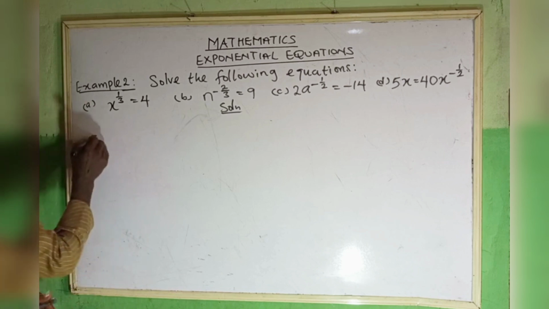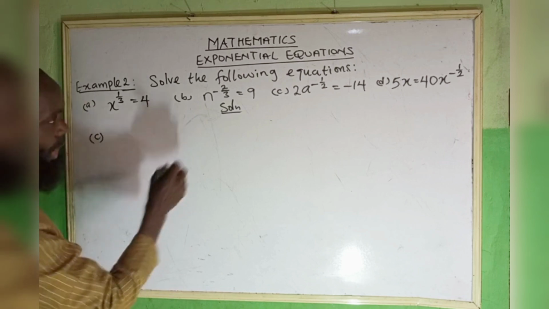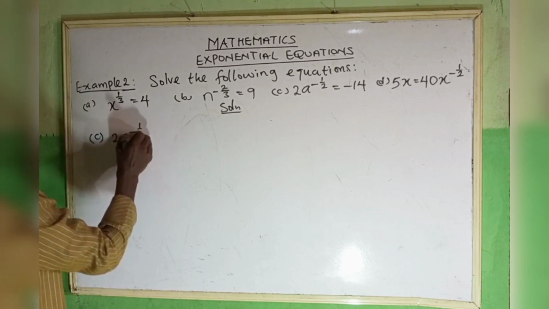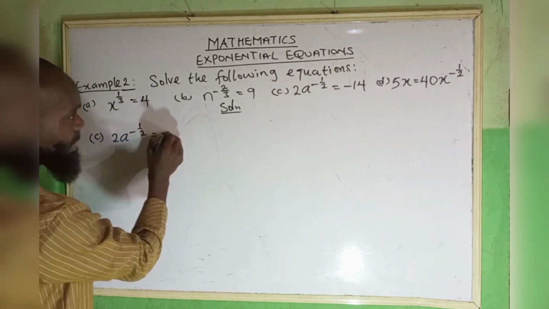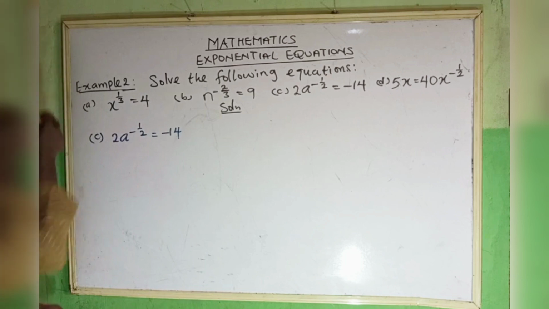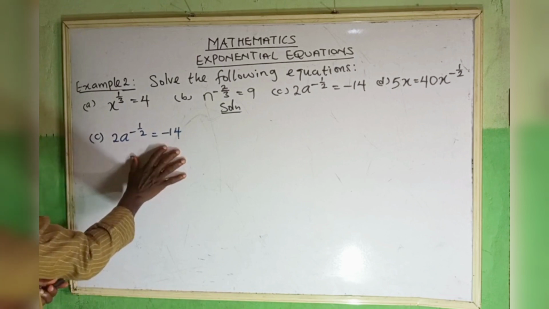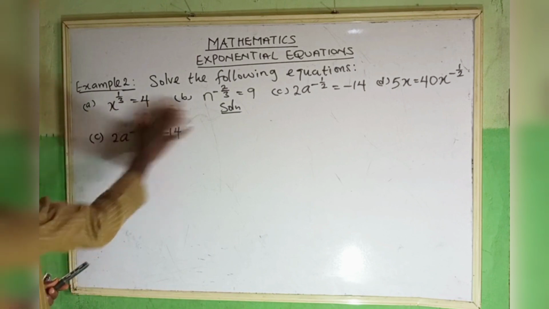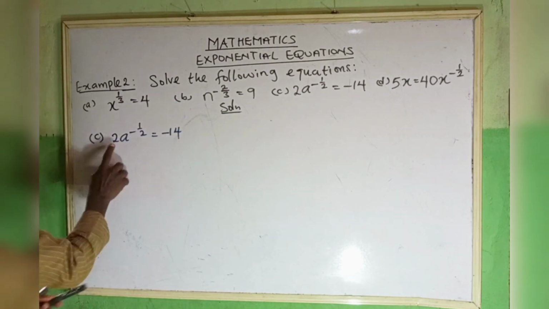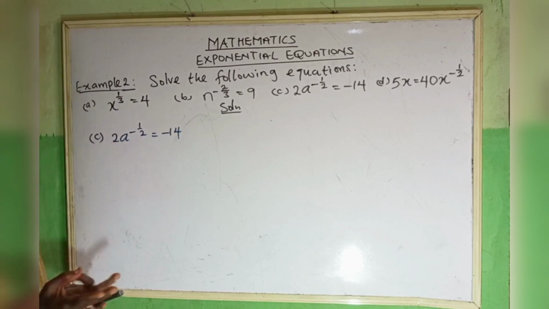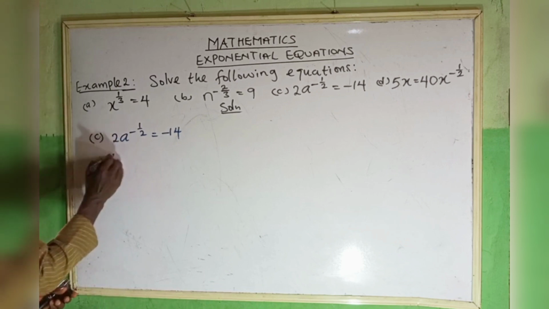Question C. We have 2a raised to power minus 1 over 2 is equal to minus 14. Now, if you look at this question, the first thing we have to note is, let us make this equation like equation A and equation B by taking away these 2. And don't forget, what is joining them together is multiplication. So the inverse of multiplication is division. We divide both sides by these 2.